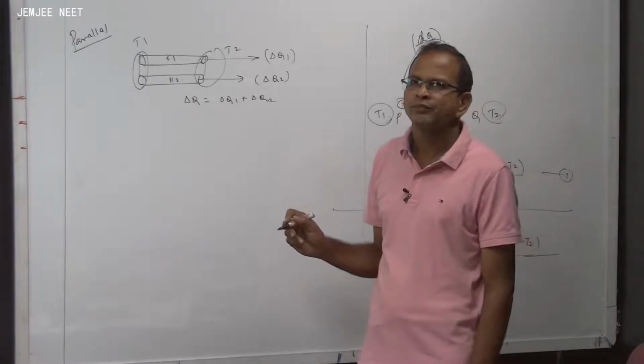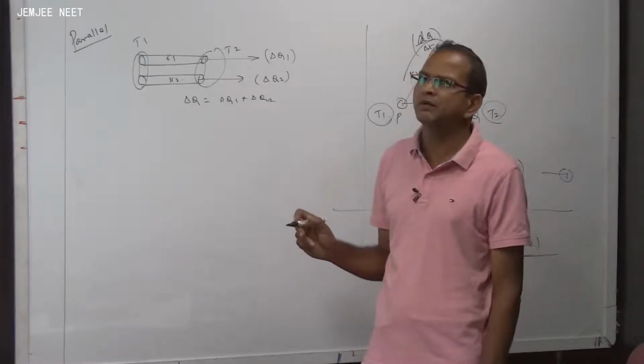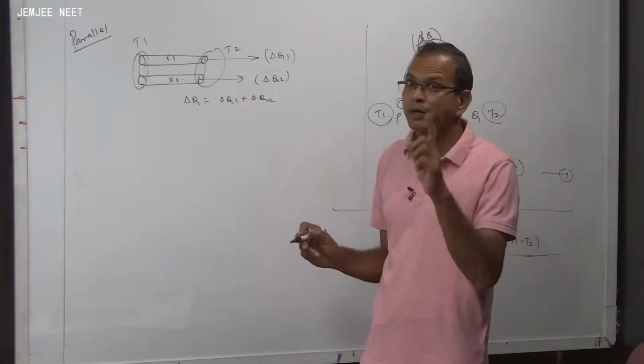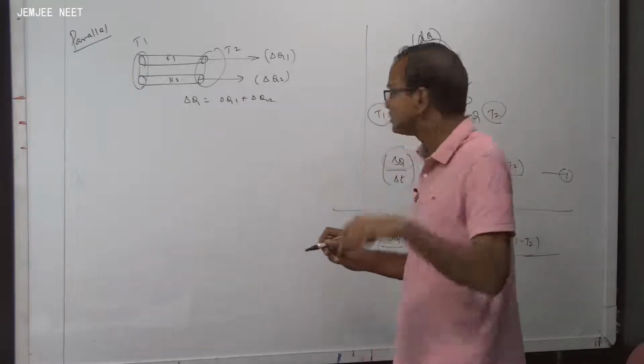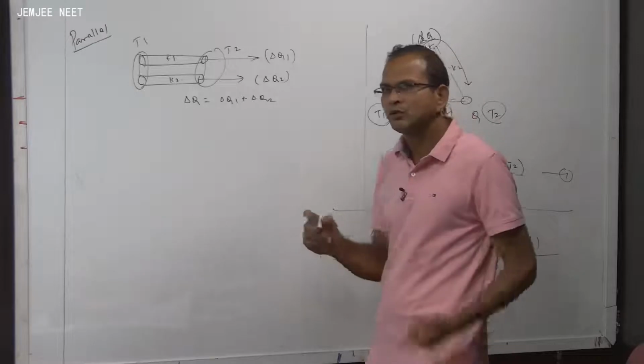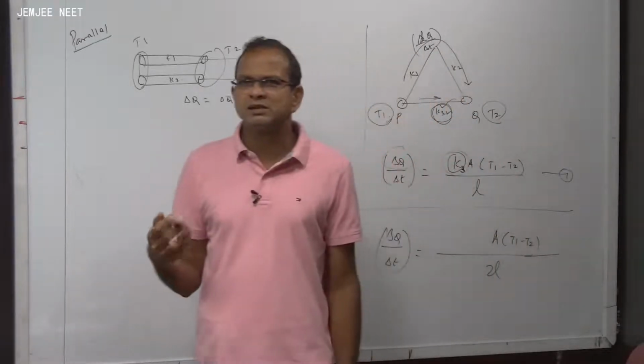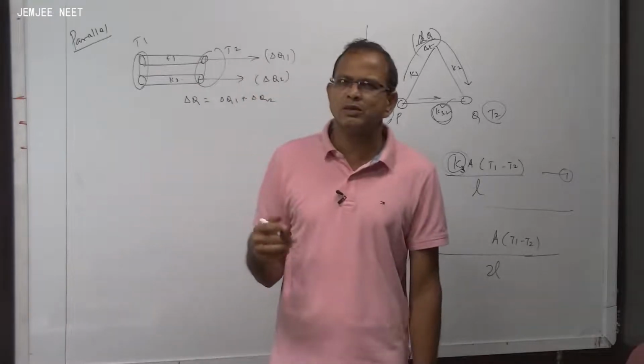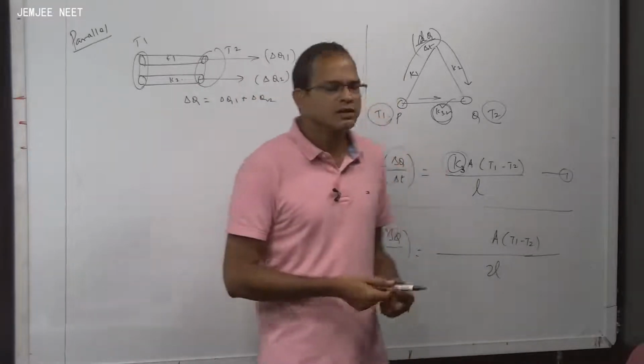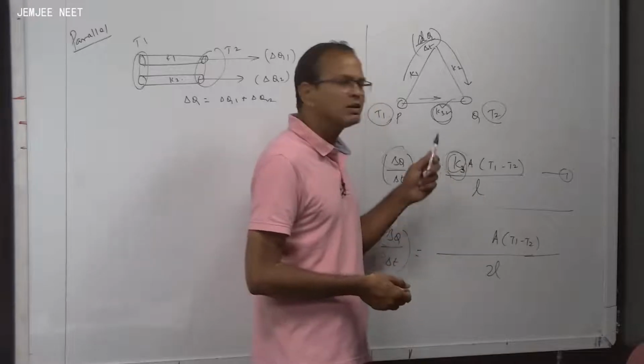1 by R_P. 1 by R equal to 1 by R1 plus 1 by R2. But the point is that this is resistance, this is conductance. Reciprocal of resistance is conductance. Reciprocal of resistivity is conductivity. This is thermal conductivity. Got the point?